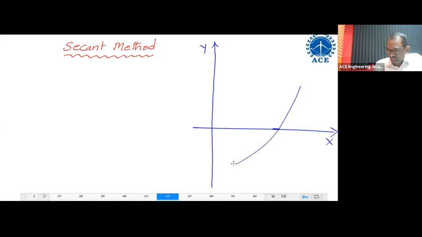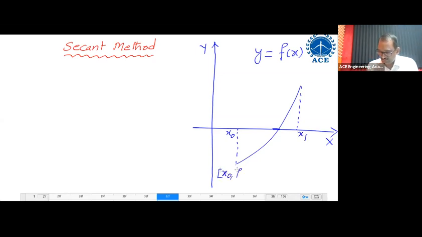Draw the curve. Now this is the curve. Let it be y is equal to f of x curve. Instead of a and b, I am assuming this is x0, this is x1. Now this is x0 comma f of x0. This is x1 comma f of x1.